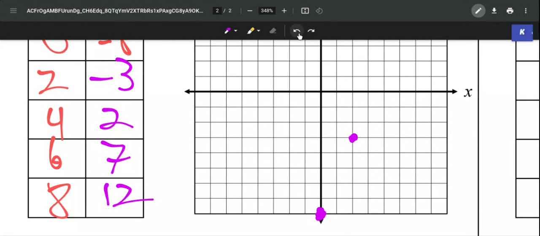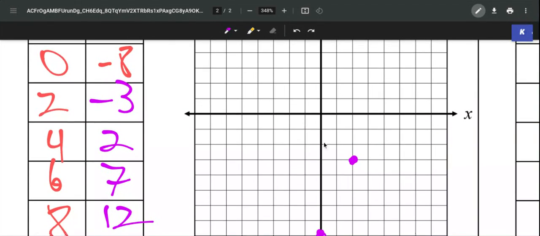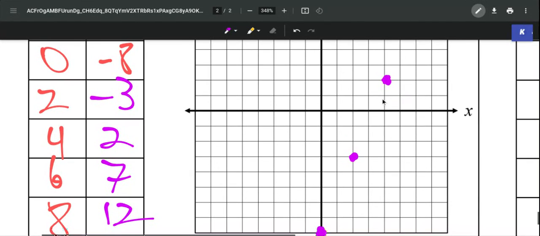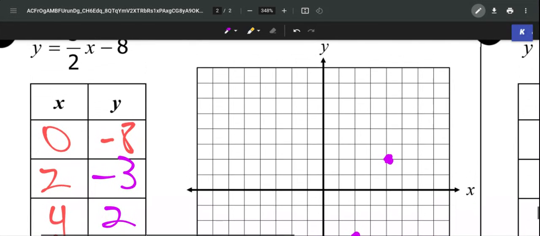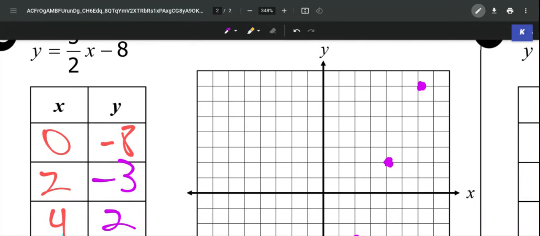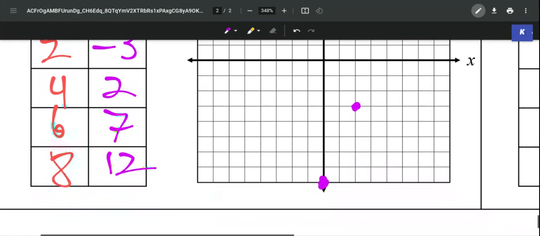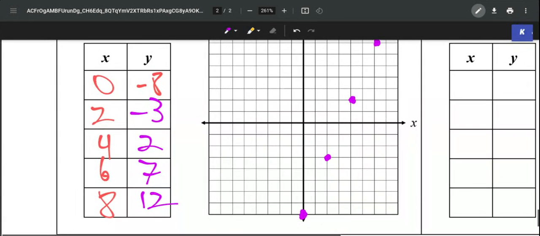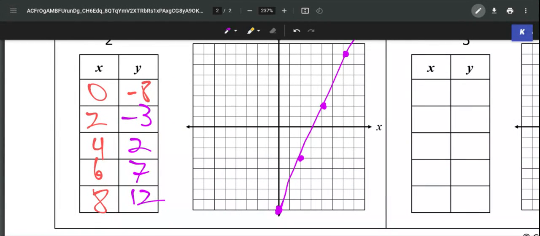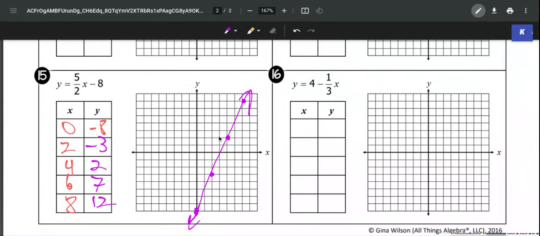Which that doesn't look right. Let me make sure. Oh, I should go up 2. Okay, that should look better. 1, 2, 3, 4, then up 2. Yes. All right. Then 6, 7 will be over to 6 and up to 7. 1, 2, 3, 4, 5, 6, 7. All right, now 8, 12 won't fit, so let's just go ahead and make our straight line through these 4 points. And that will be our linear equation graphed, which will be a straight line.